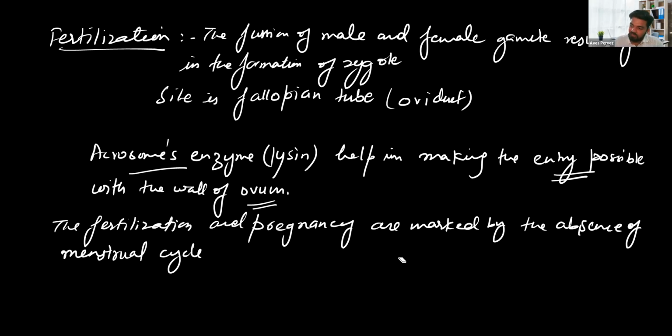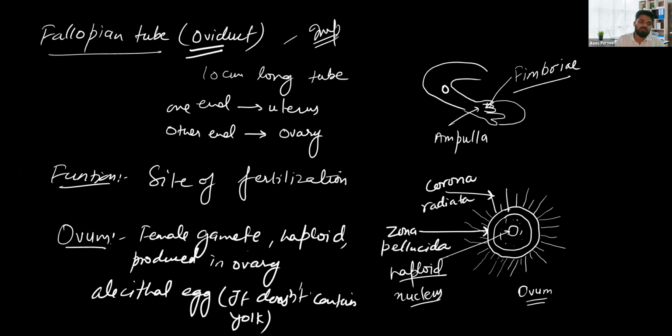Where does fertilization occur? Tell me. Fallopian tube. Yes. And what is the function of acrosome? It helps in the entry of the ovum. It helps in disintegrating the wall of the ovum during fertilization. Okay, yes. Have you noted this one? Yes, I noted. So the next point here is that the function of acrosome may be asked.